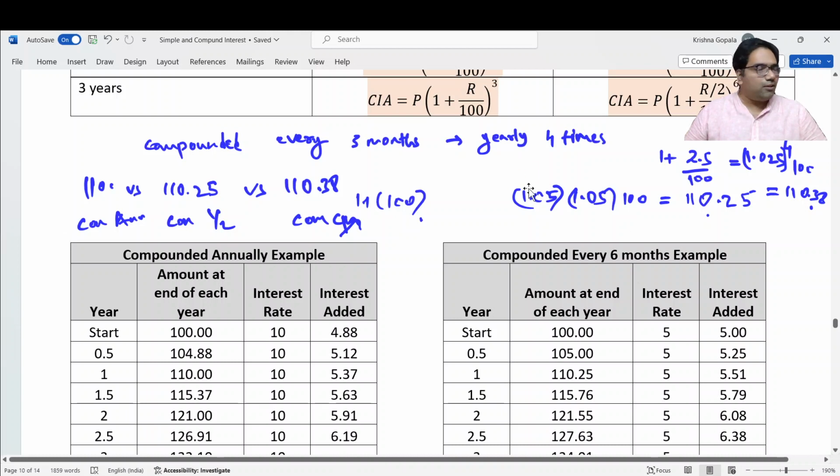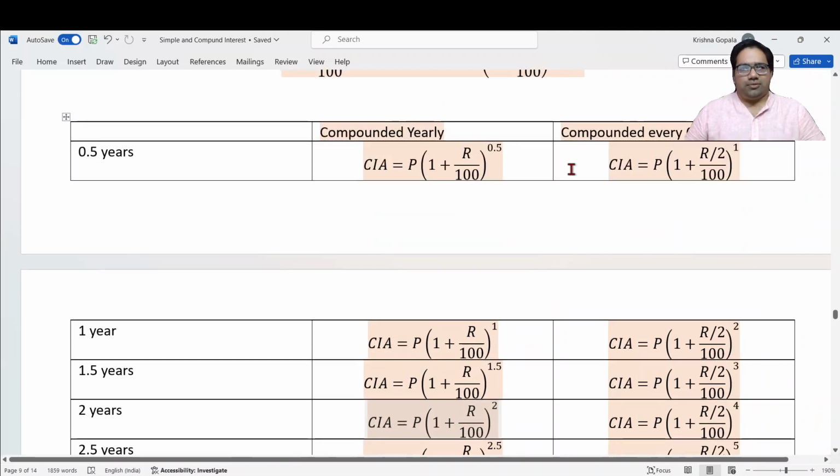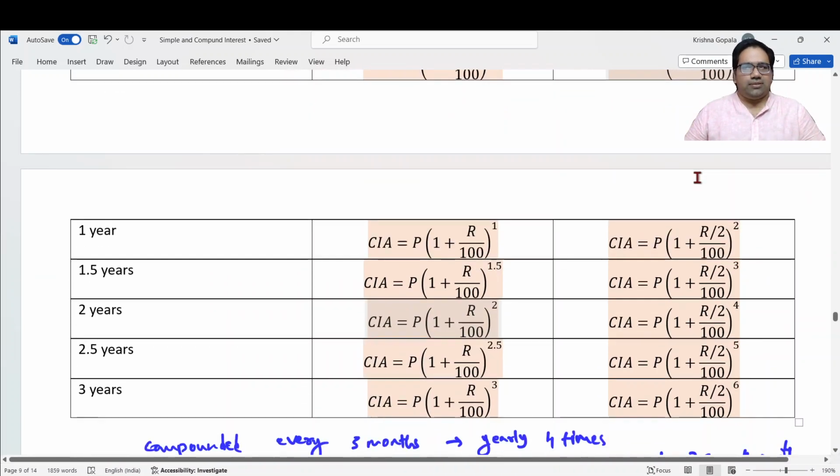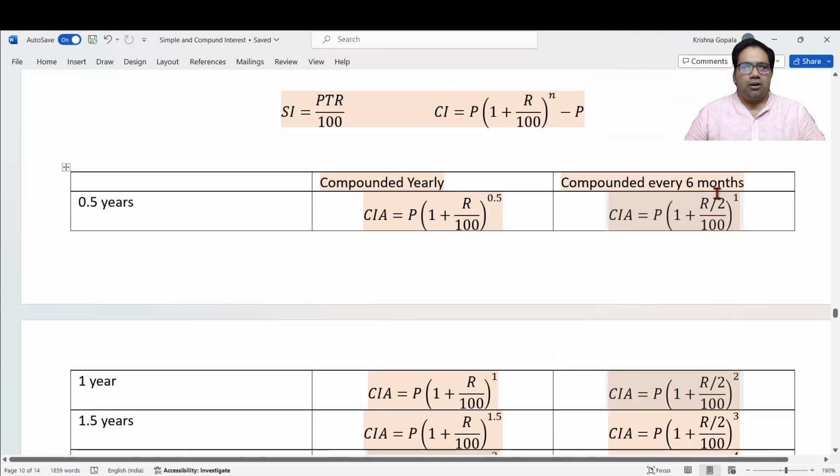Here, what you have to do is see how many time periods there are. If it is compounded annually, in a year there is only one 12-month time period. If it is compounded quarterly, there are 4 quarters in the year. And R by 4, we do 10 by 4, which is equal to 2.5%, which is 1 plus 2.5 by 100, 1.025 whole power 4. That is what it is about. Compounded every 6 months means how many time periods.